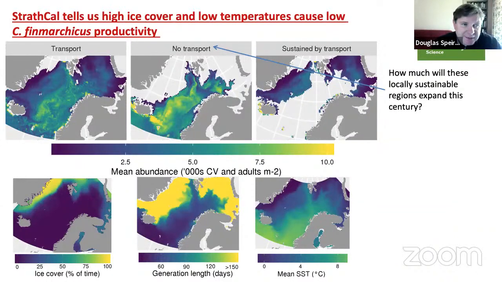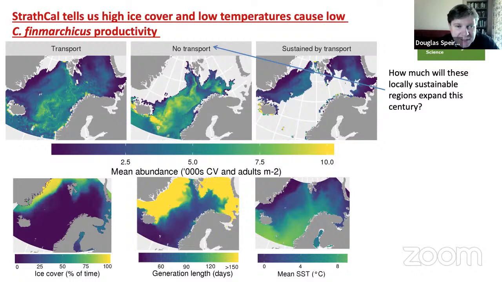Now, Strathclyde tells us that high ice cover and low temperatures tend to cause low Calanus finmarchicus productivity. So if we look at the mean abundance with transport from the model, you can see the top left-hand panel there. We switch off transport, then whole regions shut down. So the population's not sustainable in those regions. So we can say that the difference, the rightmost panel on the top line, are areas that are sustained by transport.